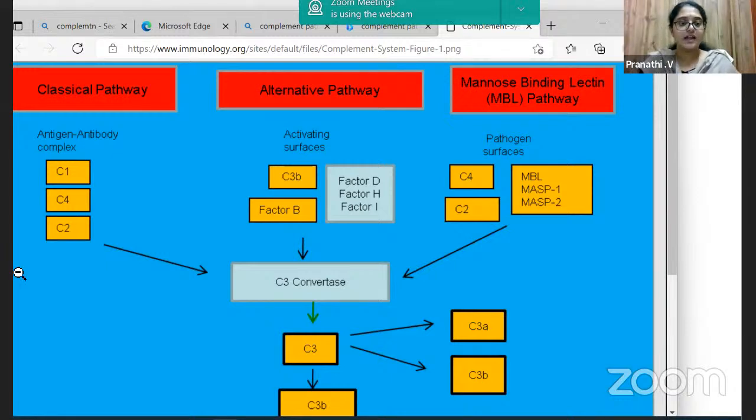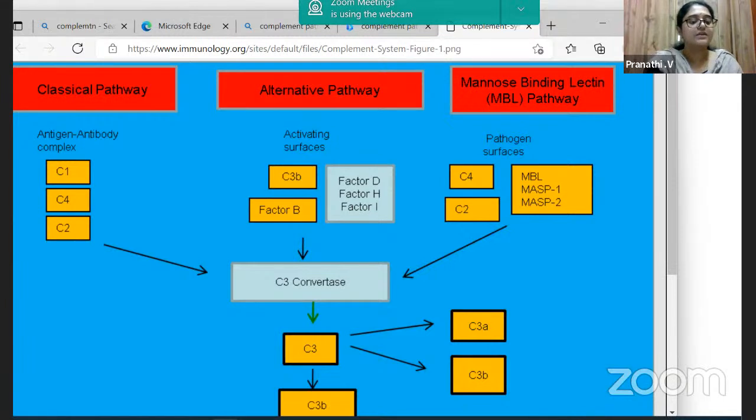The classical pathway is activated by antigen-antibody complexes, whenever there is an interaction with immunoglobulin G or M. They bind with the first component, C1. In addition, endotoxin, which is present in bacterial cell walls and certain viruses, directly activates the classical pathway.